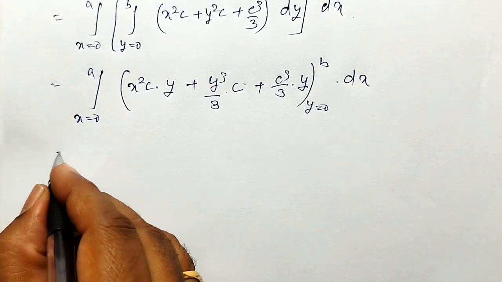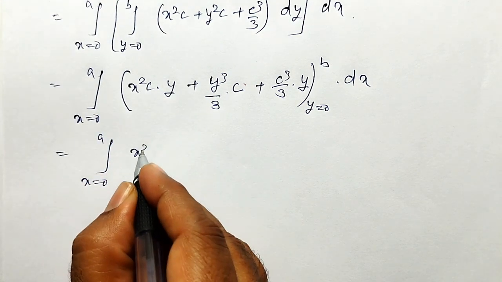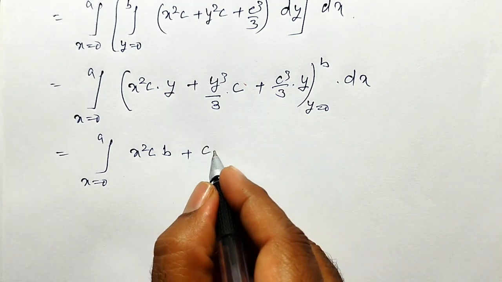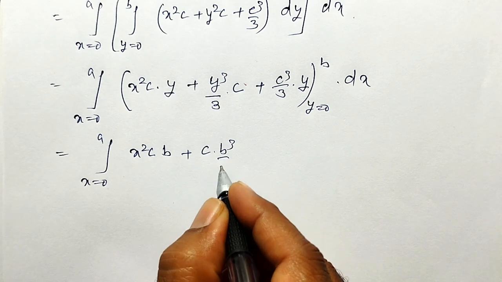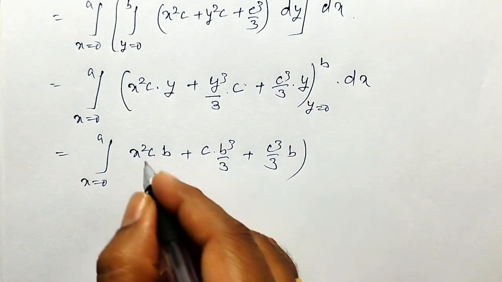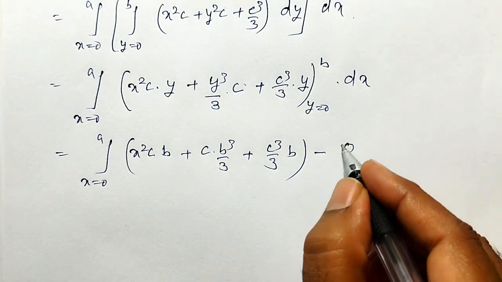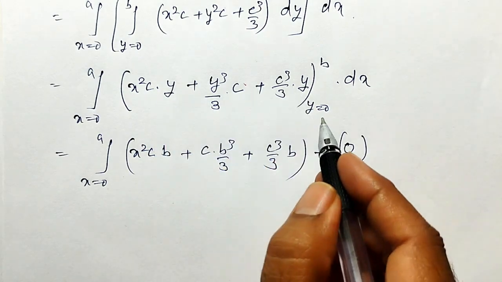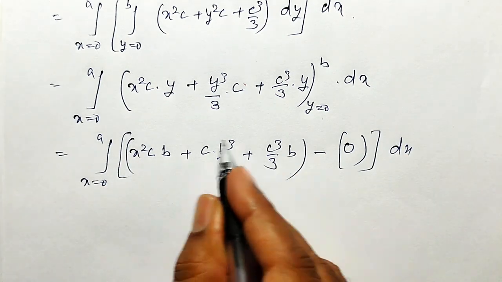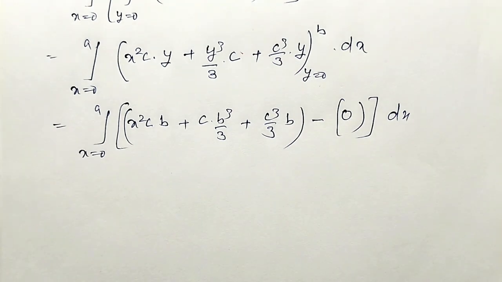I have to substitute b. This becomes integration from x equal to 0 to a, x square c into b upper limit plus c into b cube divided by 3 plus c cube divided by 3 into b, minus the lower limit: whenever y is replaced by 0, the term will definitely become 0, dx. Now the remaining term you have to integrate with respect to x.